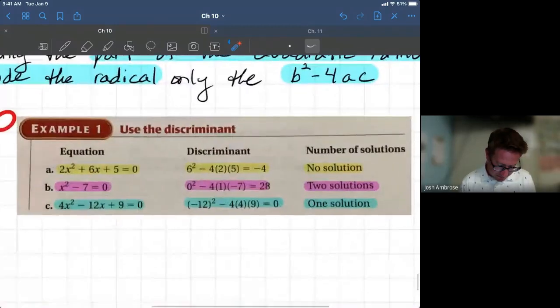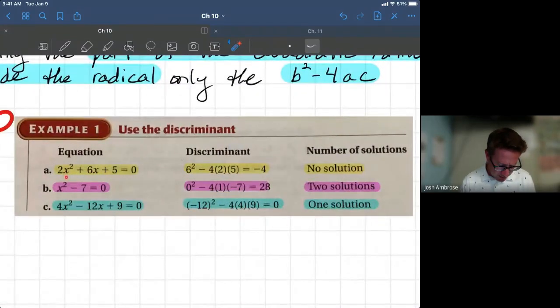All right. One thing to point out on this one right here, x squared minus 7, you'll notice there's no b value. So if there's no b value, that means b is 0. All right, that's important to notice that if there's no b, it's 0. If there's no c, it's 0. But you should remember a is not equal to 0.